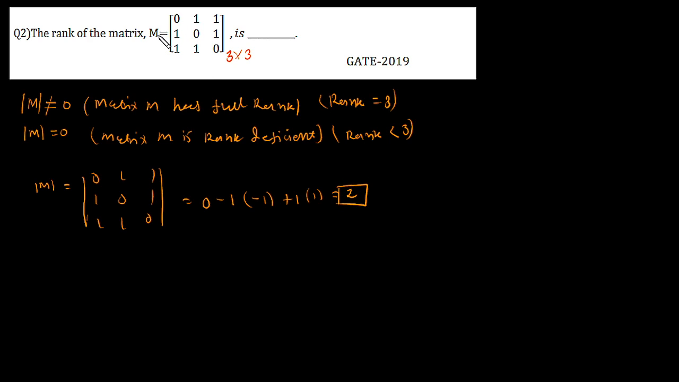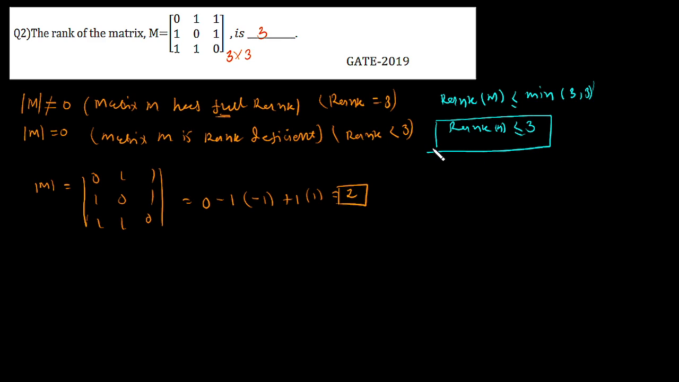So I can say the rank of this matrix M is full, or in other words the rank here is 3, because remember the basic concept that the rank of any matrix must be less than or equal to the minimum of its dimensions. Here the dimensions are 3 cross 3, so the rank of matrix M must be less than or equal to 3. The matrix M has full rank, which means it has the maximum rank it could have. The maximum rank that matrix M can achieve is 3. So I can say the rank of matrix M is 3.